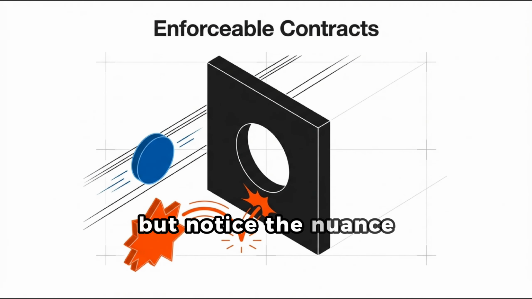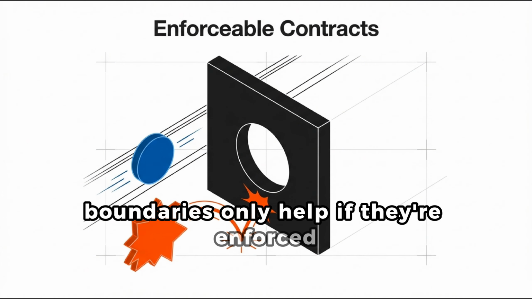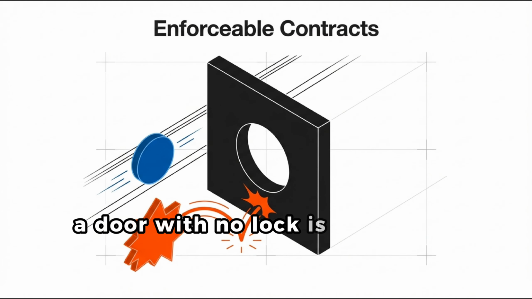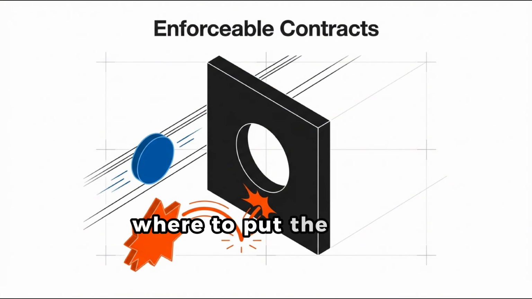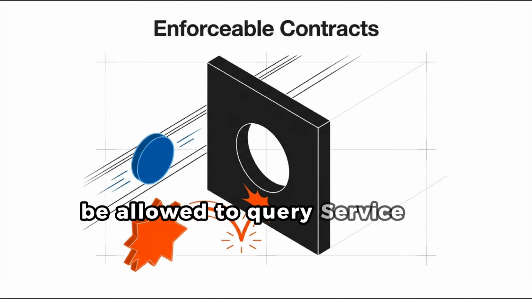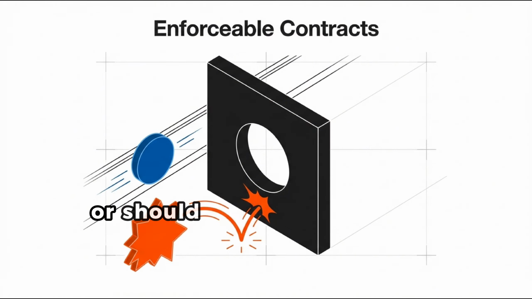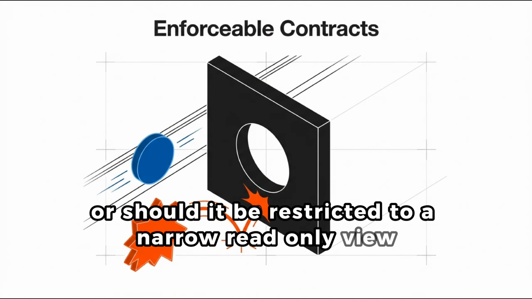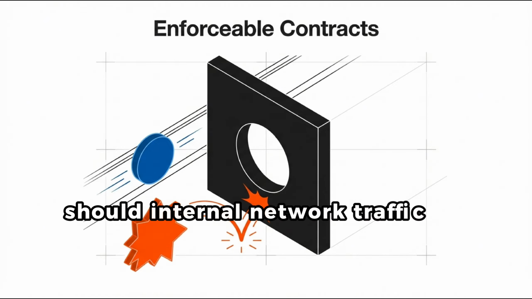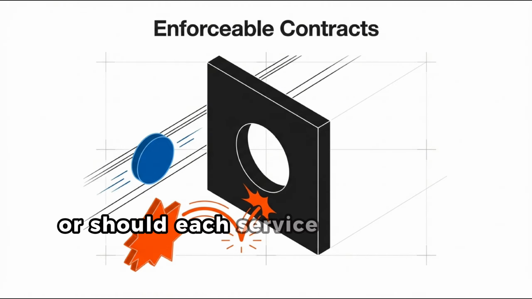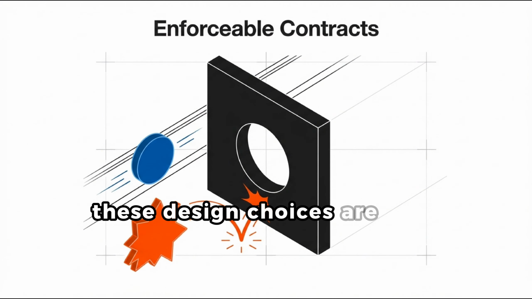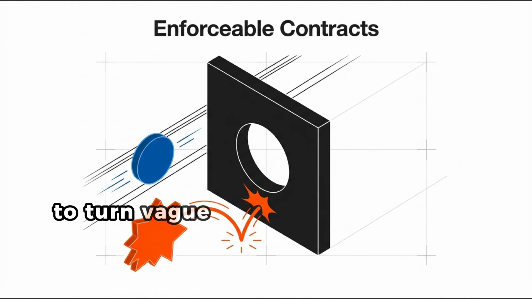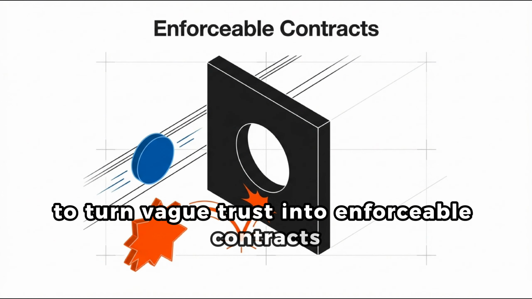But notice the nuance: boundaries only help if they're enforced. A door with no lock is decoration. So much of security engineering is simply deciding where to put the doors and what locks to use. Should Service A be allowed to query Service B's entire database, or should it be restricted to a narrow read-only view? Should internal network traffic be implicitly trusted, or should each service authenticate and authorize every request? These design choices are why boundaries exist, to turn vague trust into enforceable contracts.